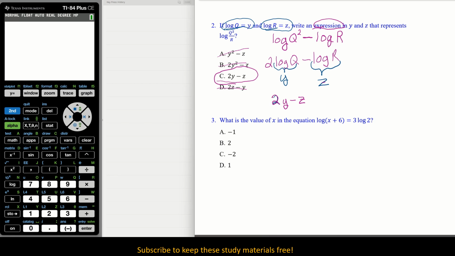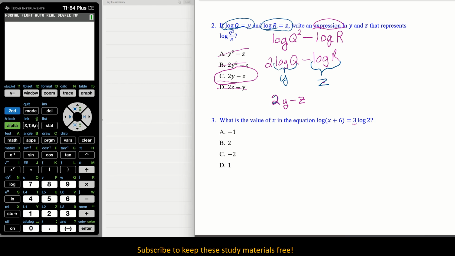Okay, number 3. What is the value of x in the equation log x plus 6 equals 3 log 2? For this particular one, let me show you what we need to do. This rule that we had where we took the exponent down, for our purposes here, we need to put the exponent back. Because once we have these two logs equivalent, then I'll show you what we can do.